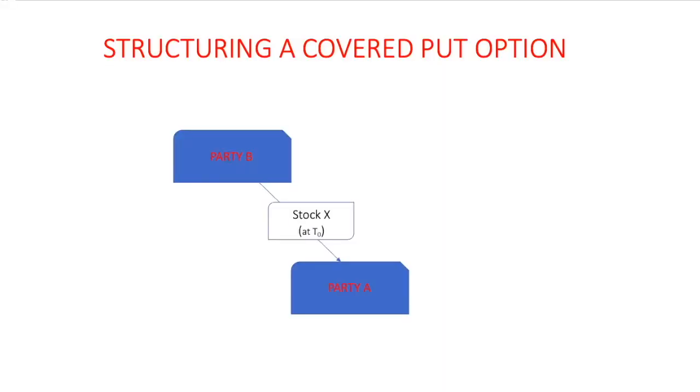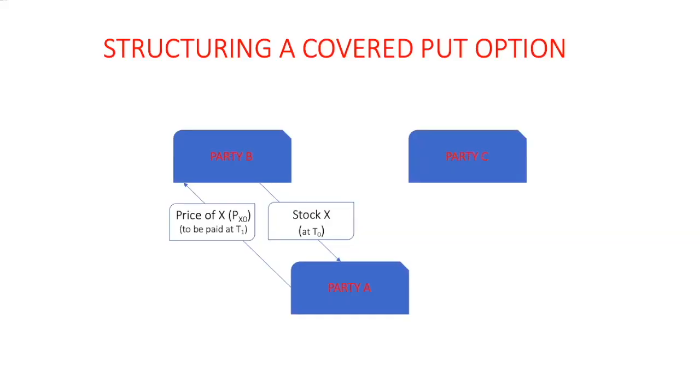So party A and party B are there. Party B now at T naught sells a stock X to party A on a deferred payment basis. So the price of X, which is PX naught, is going to be paid at T1 on a future date, and the stock, which is the object of sale, is delivered to party A. Now, so this is step number one.